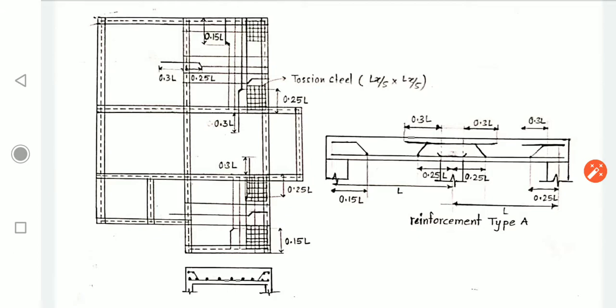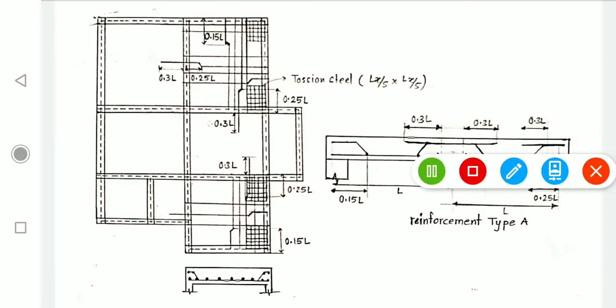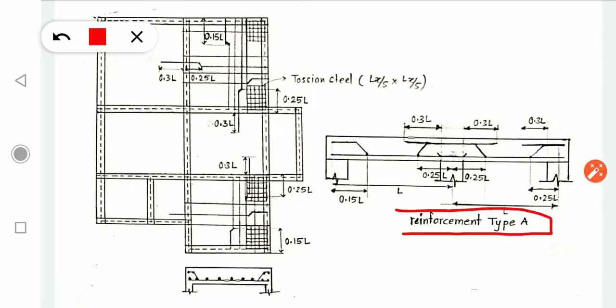Yes, now further what we need to understand is how to continue the reinforcement of one slab, or of one panel, into the other panel. How to continue that, and what is the guideline given by IS code. So I am showing you here the reinforcement type 1. This reinforcement type 1 is giving us an idea of how to continue reinforcement from one slab, from one panel, to the other panel. So how to do that?